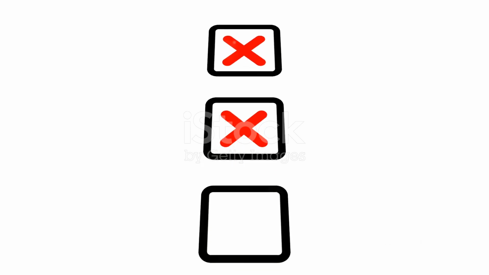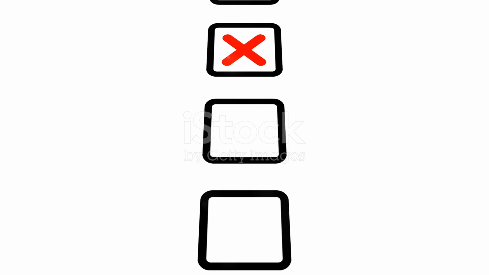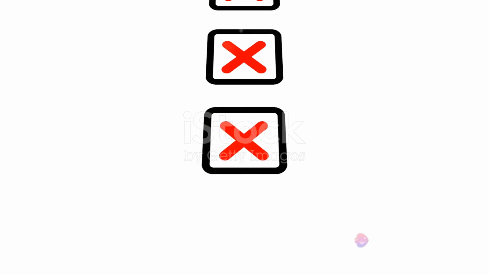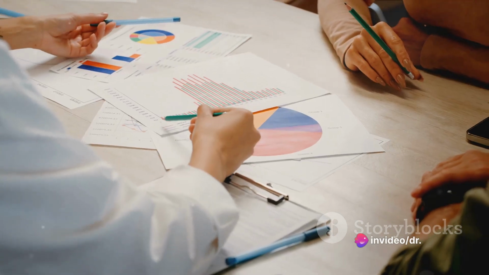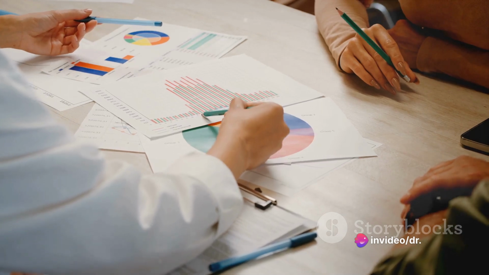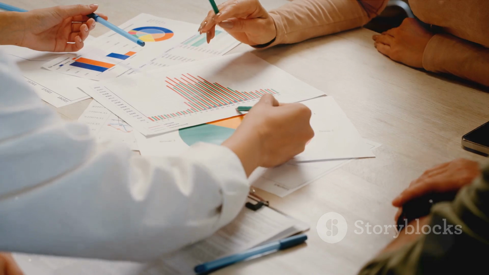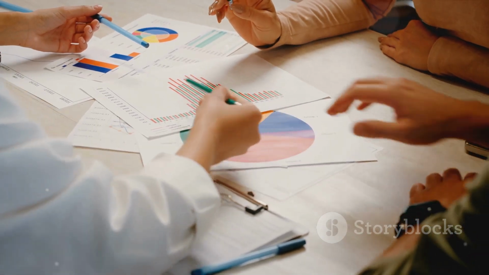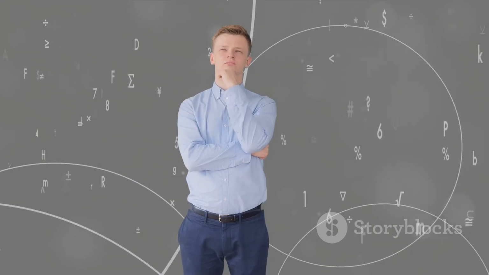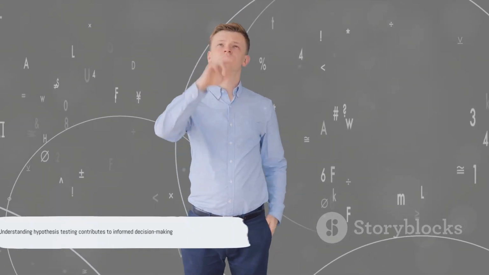We also highlighted the possibility of errors, type 1 and type 2. Remember, type 1 error is a false positive, and type 2 error is a false negative. Lastly, we talked about the power of hypothesis testing, which is the probability of correctly rejecting a false null hypothesis. This power can be increased by enlarging the sample size or by increasing the effect size. Remember, understanding hypothesis testing contributes significantly to making informed decisions about research data.